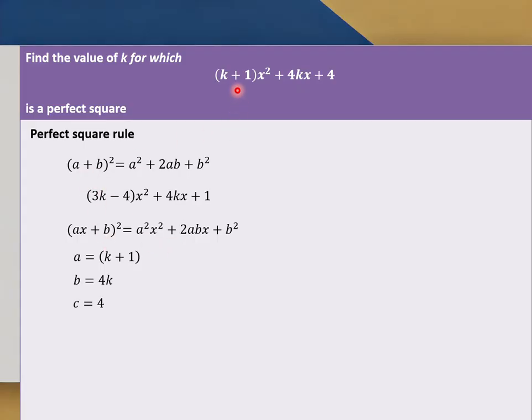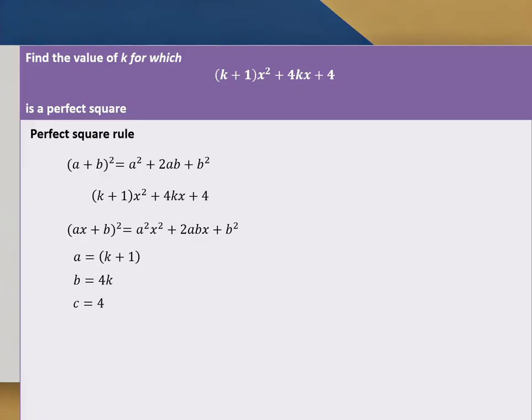A is going to be k plus 1, B is going to be 4k, and C is going to be plus 4. I just paused the video quickly. I just realized I had an old equation on that where I've got my cursor right now. I just had to fix it up.